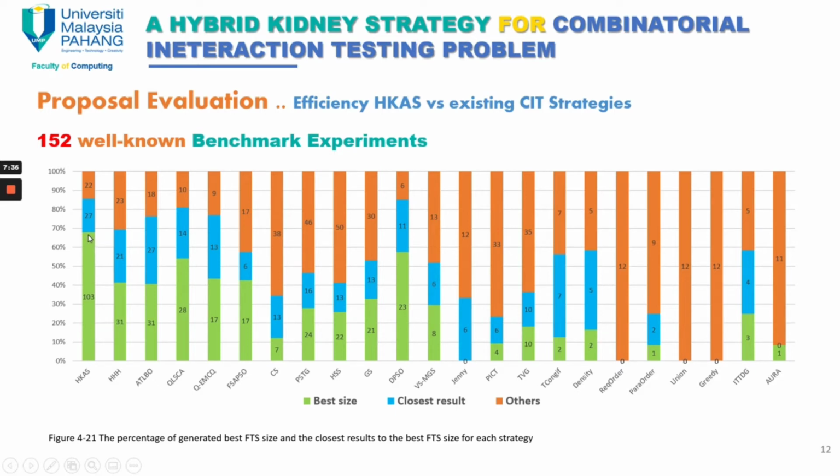Among all the 152 experiments, we can find that the proposed, developed HKS has produced 67% optimum results, compared to only the particle swarm based one, which is close to us but is only 58%, while the others are very far compared to our strategy.